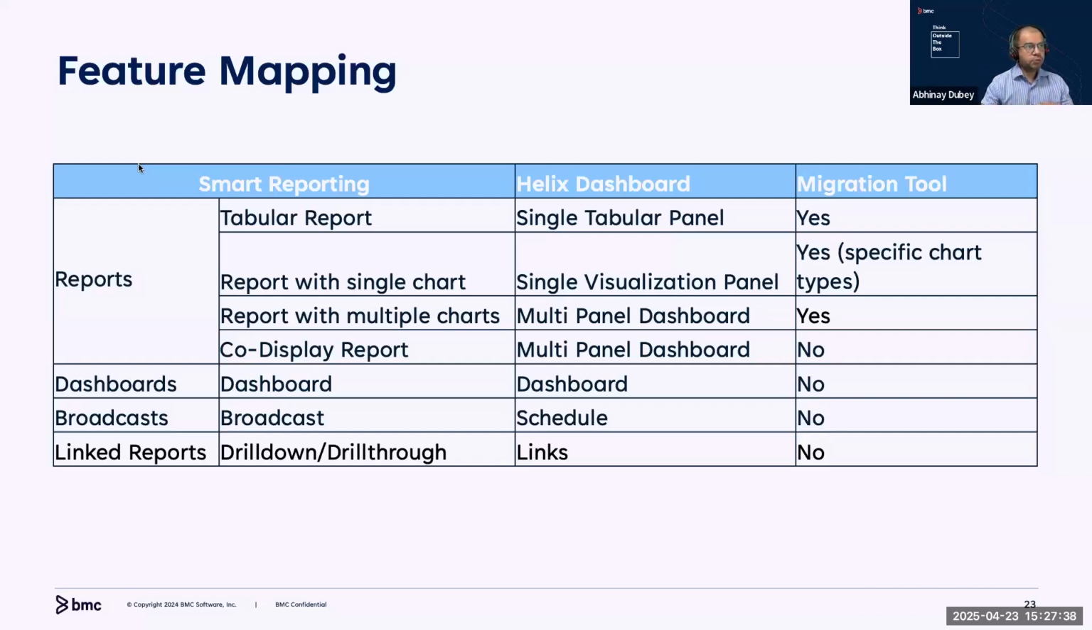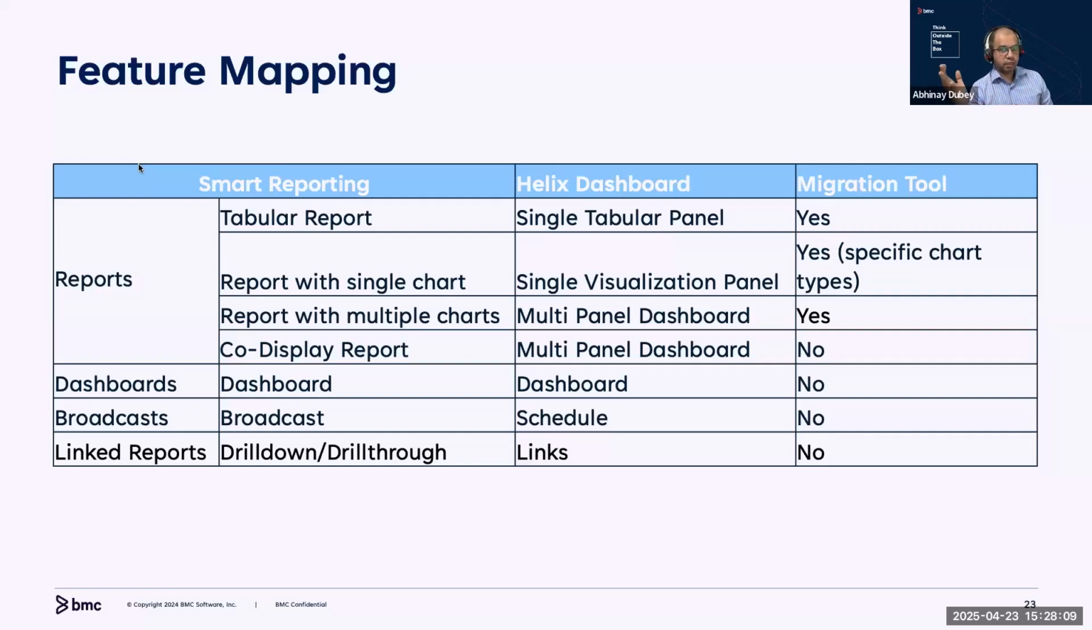But if you look at Helix Dashboard, everything is a dashboard. Everything is called a dashboard. It can have one or more panels on it. And depending on what type of report you are looking at, it will map to a dashboard which has one or more panels, and the panels could be a visualization or a tabular data panel.